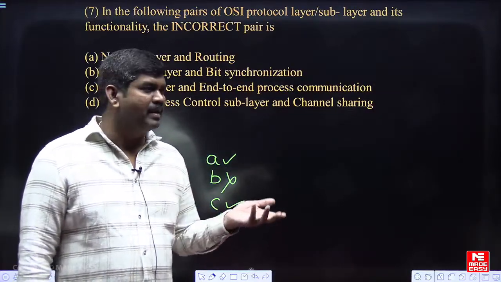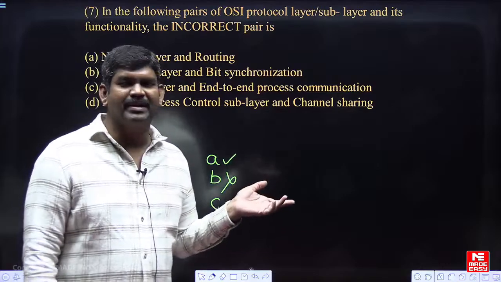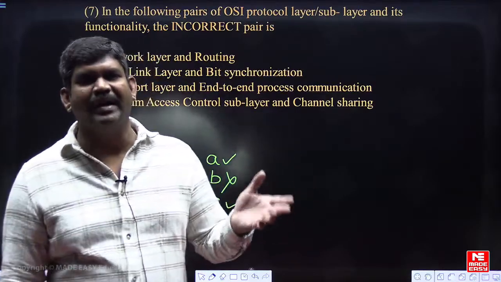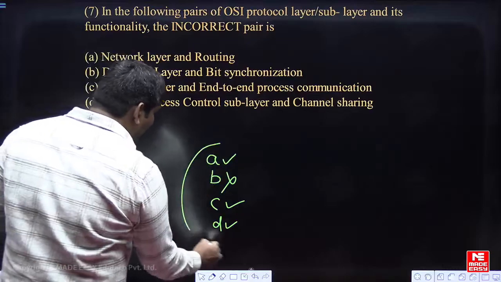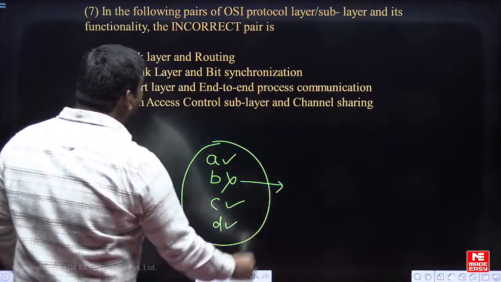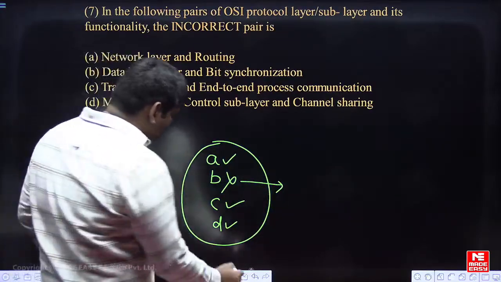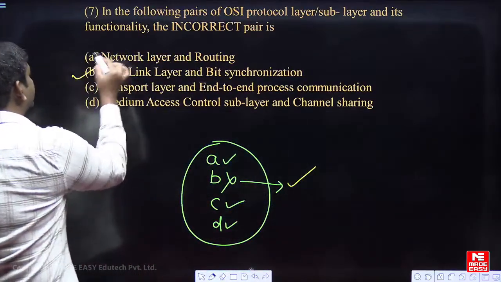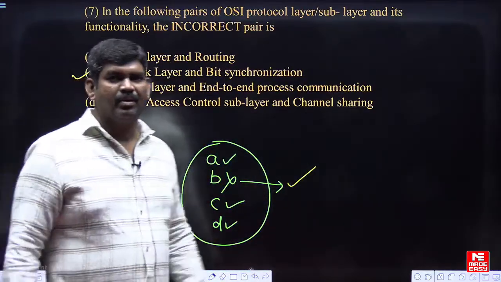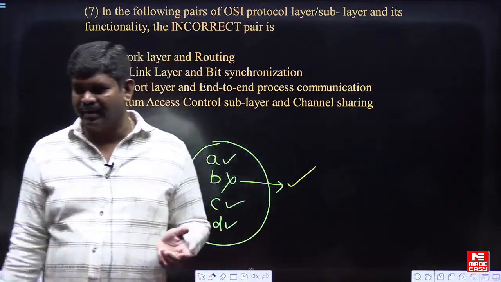If you go for wired communication, you can go for CSMA/CD, or if it is wireless, you can apply CSMA/CA. So this is the entire analysis, but now they are asking for the incorrect statement. So B is incorrect, so you put a tick mark for it. B is the answer for this question. Hope everybody has understood this one.